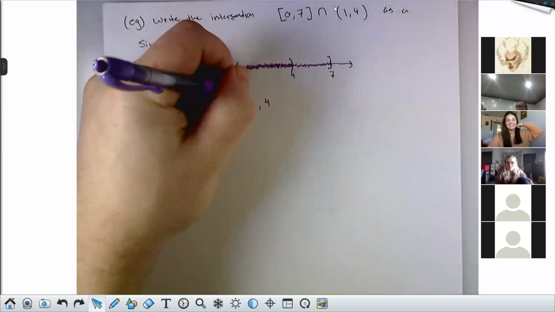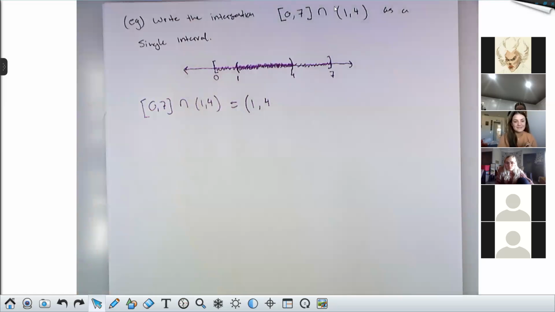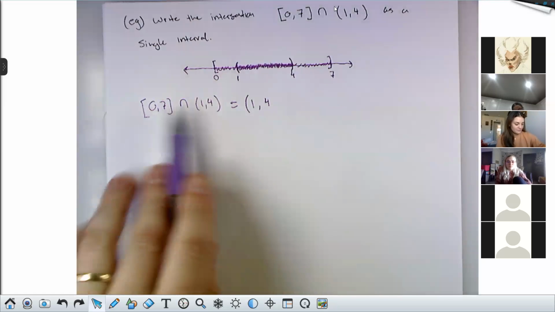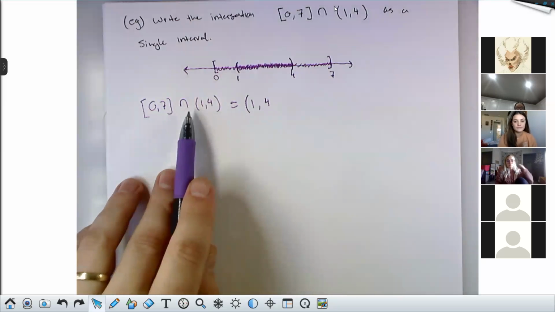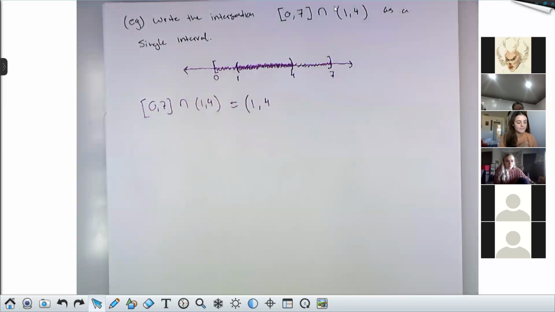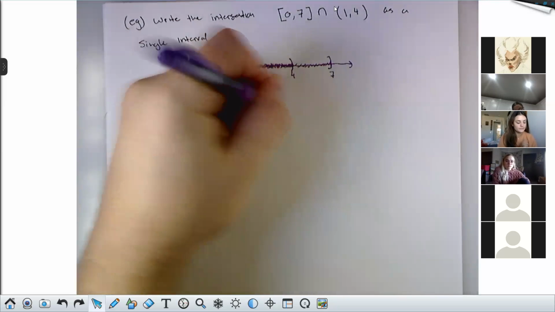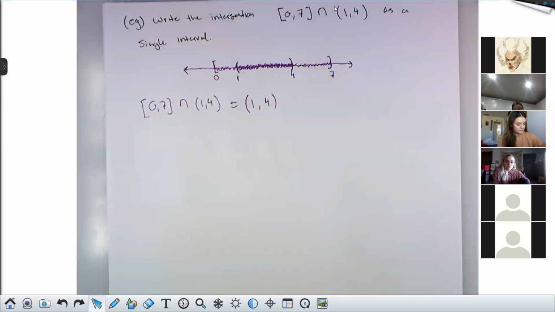Yeah, the answer to that question is no, right? 1 is not an element of this intersection because while it is an element of the first set, it's not an element of the second set. And the intersection is just the overlap between the two. It's the stuff that is common to both. And the same is true of 4, right? So this would end up being just the open interval from 1 to 4.